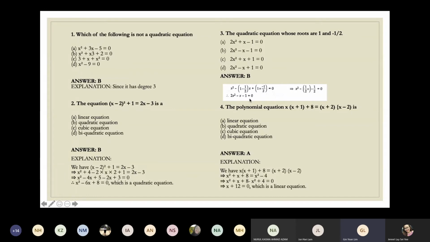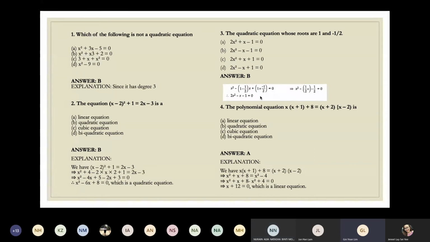Actually you can directly form the equation before expanding from the roots there. After you form the 2 brackets, then you expand it, you will get the same answer, 2x squared minus x minus 1 equals 0. So is there any problem? Is there any problem, students? No. Okay, thank you. So we proceed with question 4.